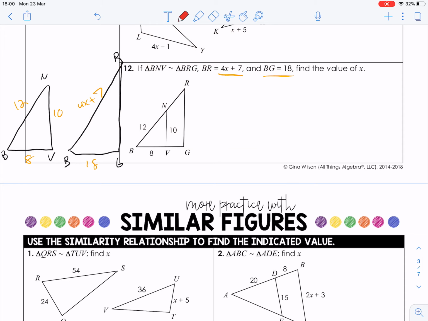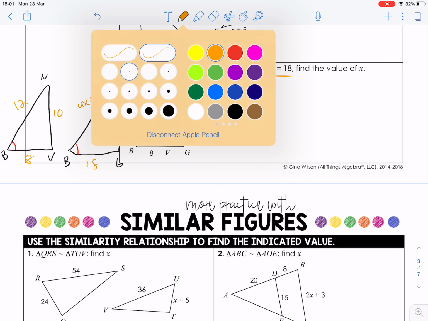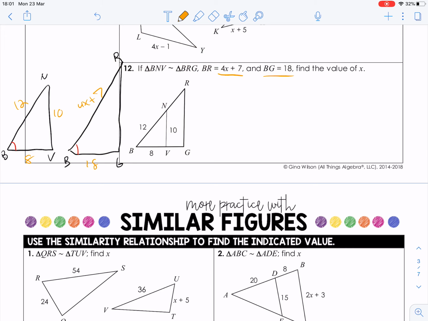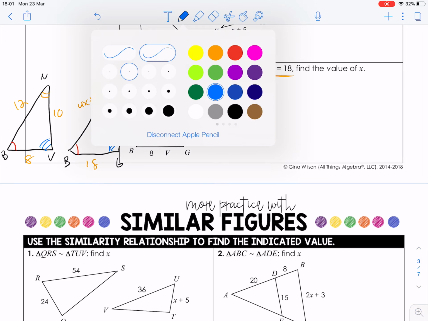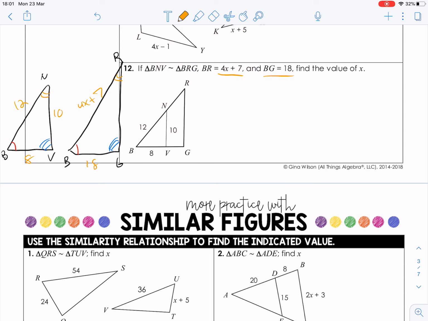Okay, so let's match up the angles. B goes with B, obviously. N goes with R. And G goes with V. Okay, let's set it up. We're solving for x. So, what goes with 4x plus 7? That's going to be 12. Let's put 12 on top, which means this triangle is always going to be on top now. And that goes with 4x plus 7.